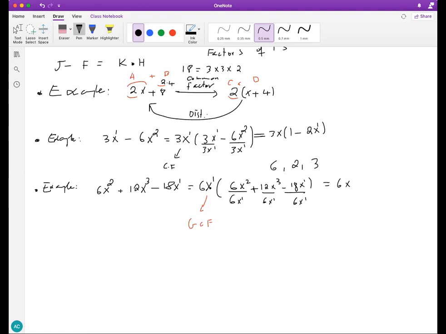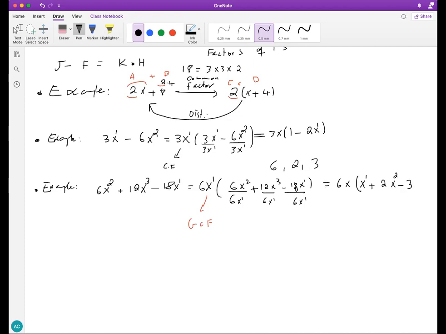So now we're going to divide. 6x1 stays here, open the parentheses. And again, use the rules of exponents that we talked about before. 6 and 6 cancel each other out. They're gone. x2 by x1 will be x to the 1. Then 12 by 6 is 2, and x3 over x1, subtract the powers, will be x2. Finally here, we have a negative, minus 3x.